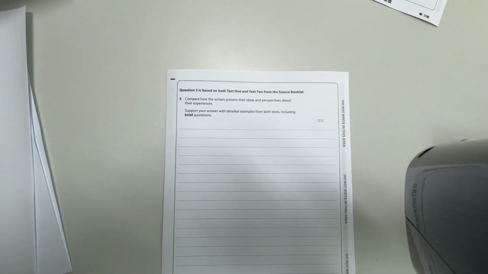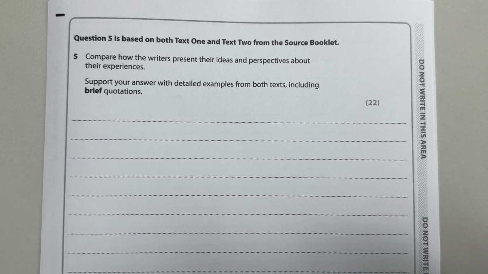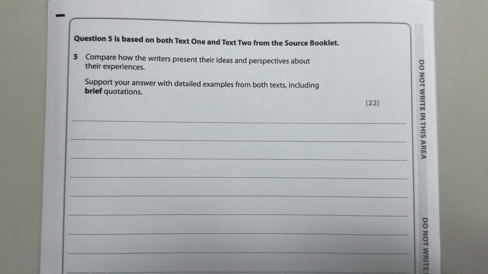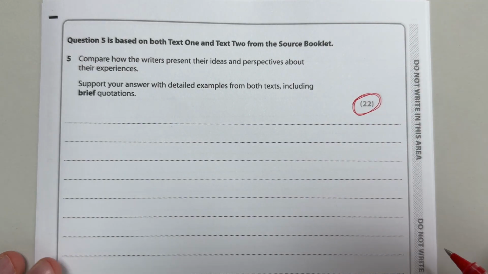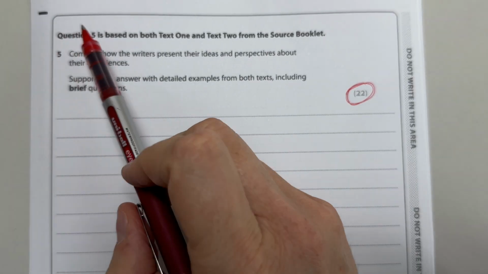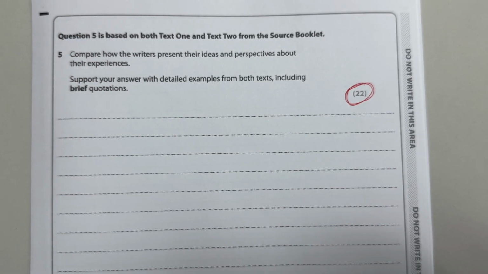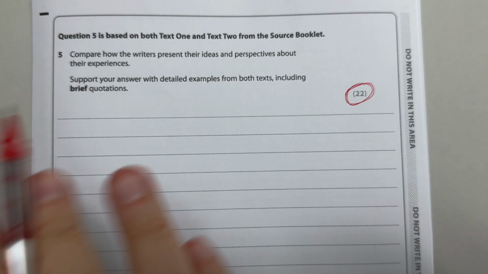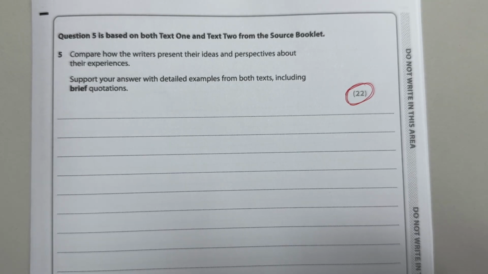Question 5 is the one that students struggle with, and maybe I might do a standalone video just on tackling question 5. It is a high tariff question, 22 marks, so you need to be giving yourself around 20 to 25 minutes to answer this question. And it is a comparison question. You are to compare how the writers present ideas in both the texts. So the one that you've never seen before today, the day of the exam, and the one taken from the anthology, which you have studied and hopefully revised in school.